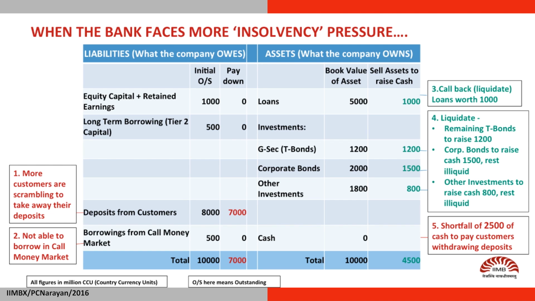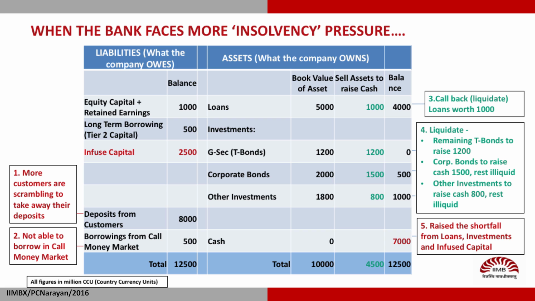How is the bank going to achieve this? It would sell off all its T-bonds and raise 1,200. It would sell off corporate bonds worth 1,500, and it would sell off other investments and raise 800 here. The total adds up to 4,500 currency units. The important thing is, the bank is not able to liquidate any more assets than the 4,500.